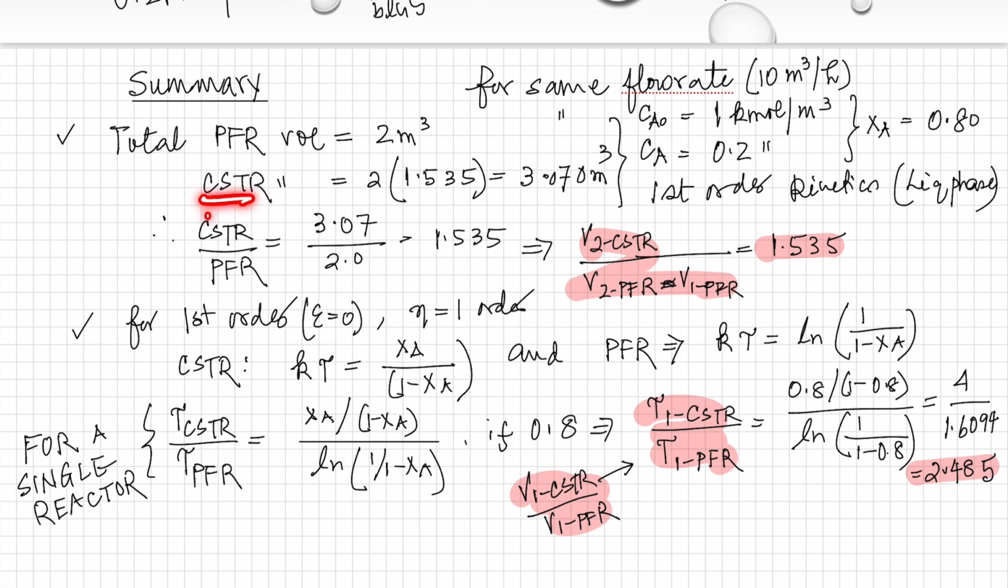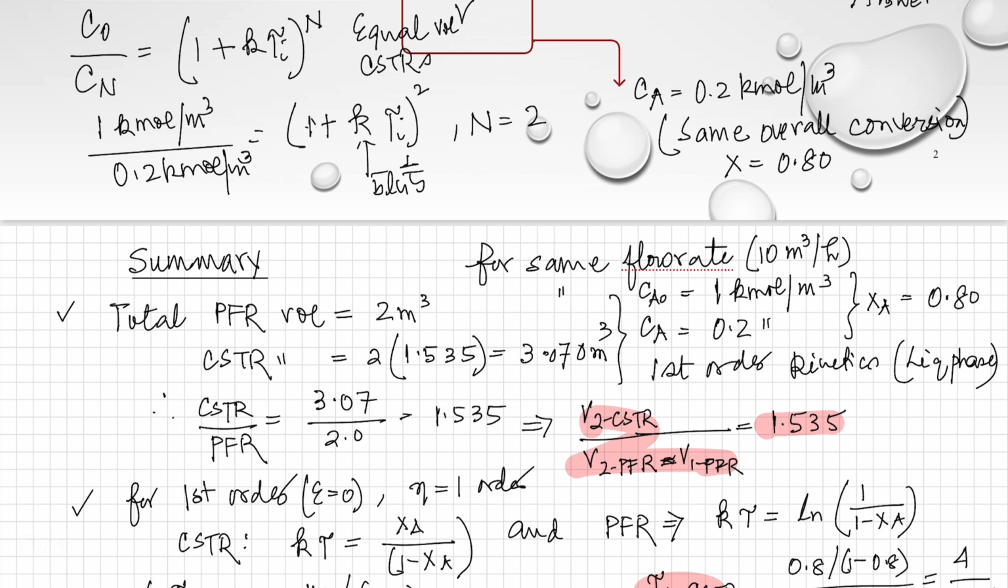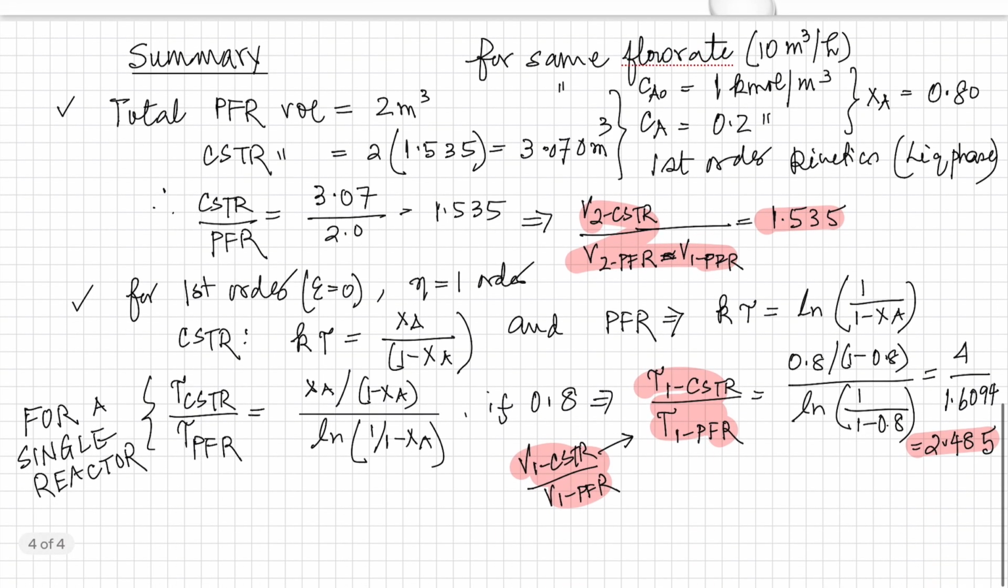The total volume of the CSTRs is 3.07, because we have just calculated that the volume of each CSTR is 1.535 meter cube. So the ratio of CSTR to PFR volume for two CSTRs and two PFRs, which of course gives the same as one PFR of the total volume, is 1.535 for two CSTRs in series. Now let's very quickly see if there is only one CSTR and one PFR. These are the standard equations for one CSTR, and this is for the PFR. If you calculate the ratio of the tau, the residence time, this becomes equal to 2.485.